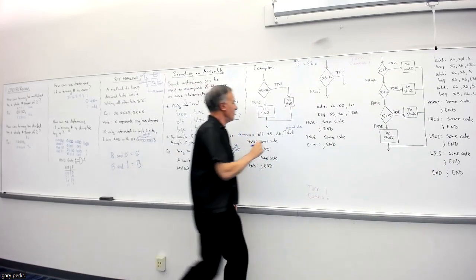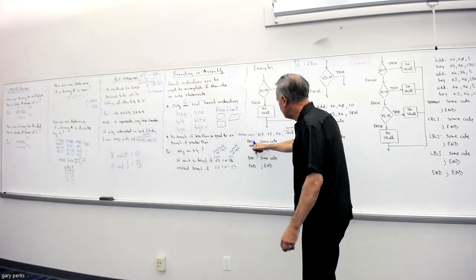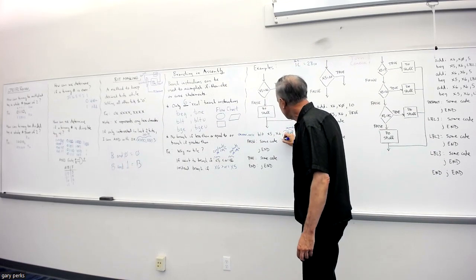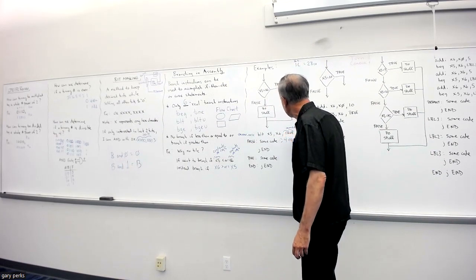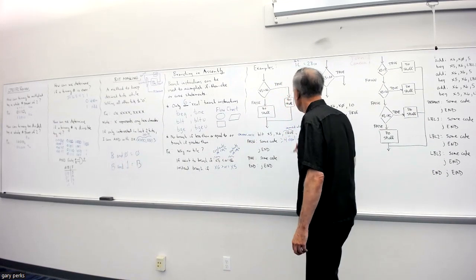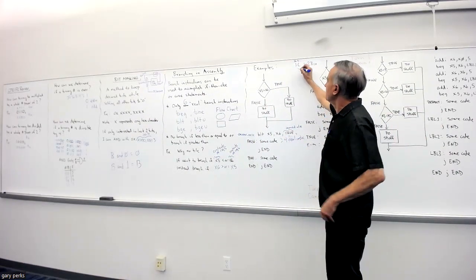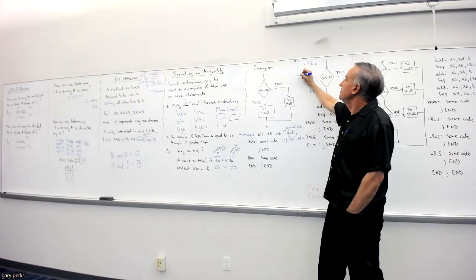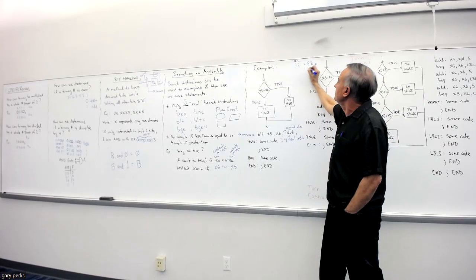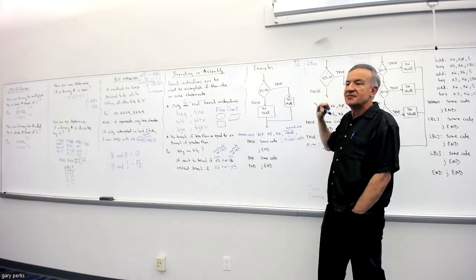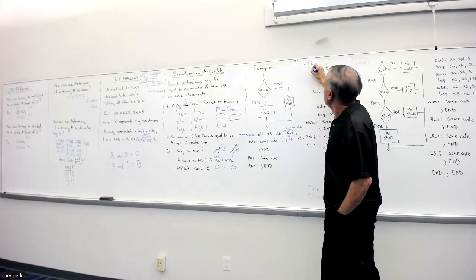Then we're going to have some code. Let's say for this false code there are 4 real instructions. So what would the address of the first real instruction be in base 10? 32, right? Because they're separated by 4.